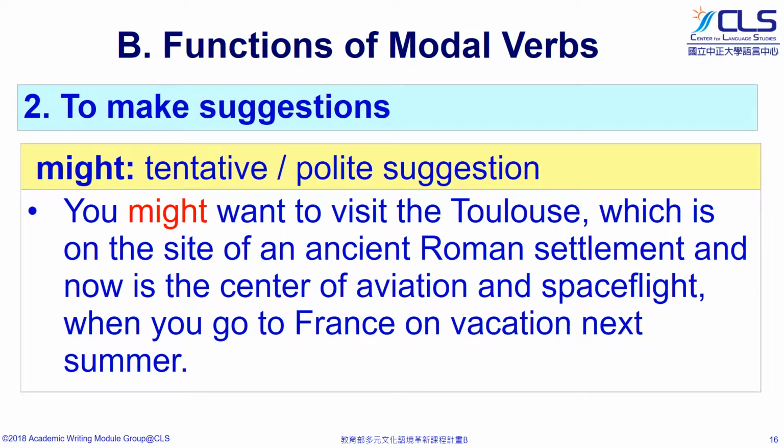Finally, as can be seen from the sentence, might in "you might want to visit Toulouse, which is on the site of an ancient Roman settlement and now is the center of aviation and spaceflight, when you go to France on vacation next summer," is used to give a polite suggestion.